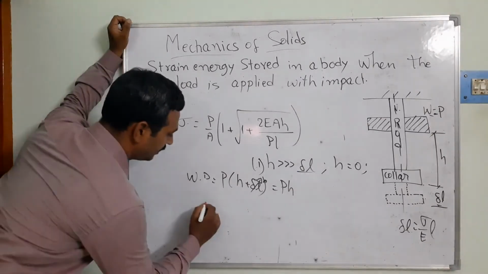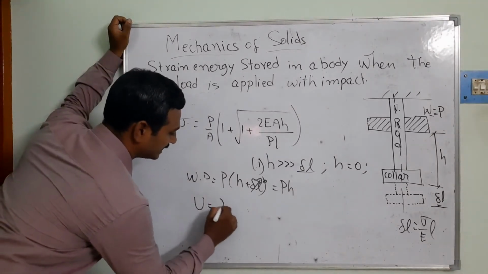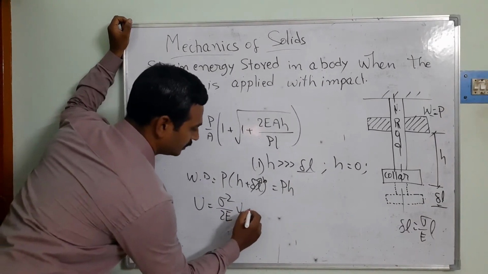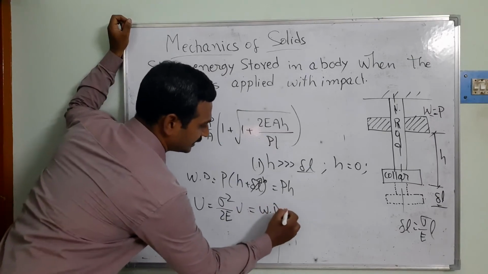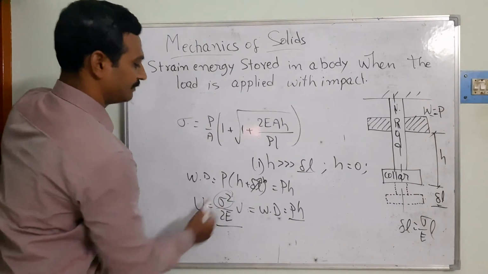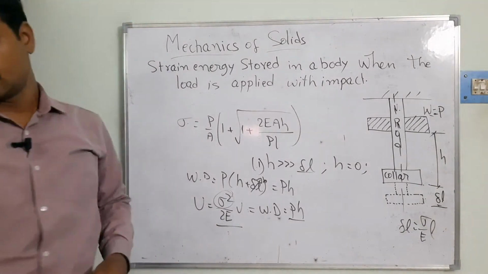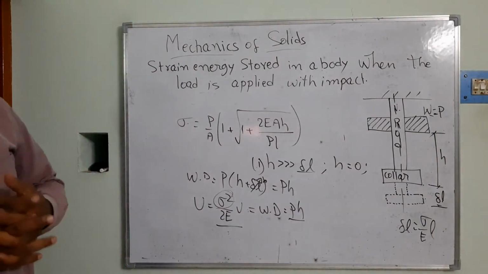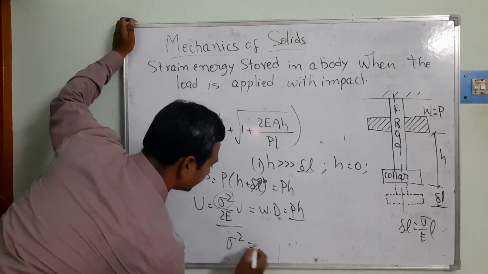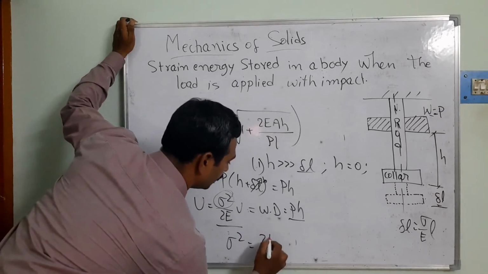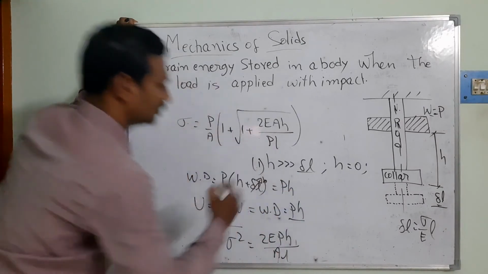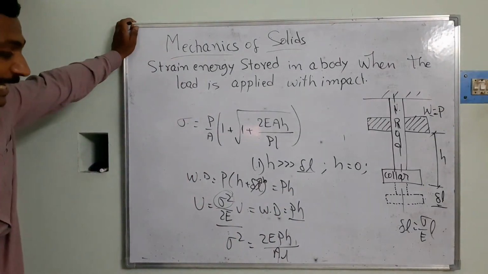So the strain energy is U equal to sigma square by 2E into volume, and that is equal to the work done, which is P into H. Now equating these two, I am going to get the sigma value over here. Alright. So how much do you get for sigma? Sigma square is equal to 2E PH divided by A into L, suppose. Right, this is the equation we are getting.